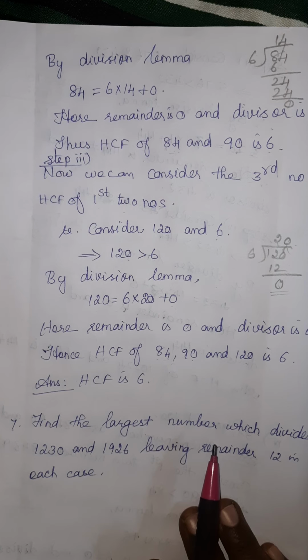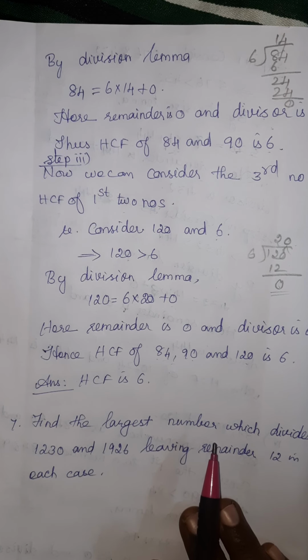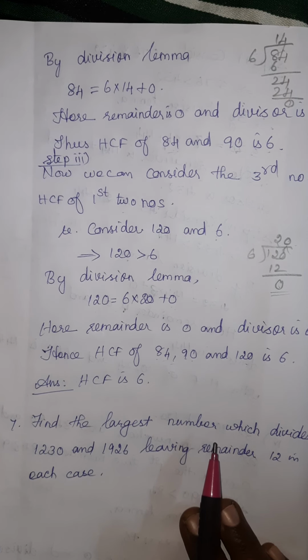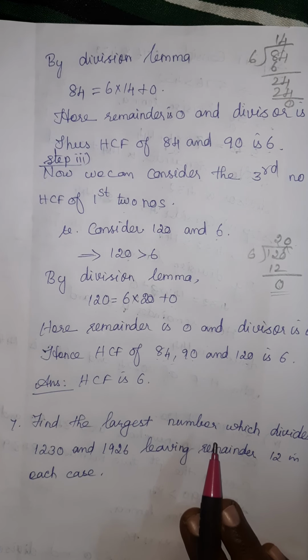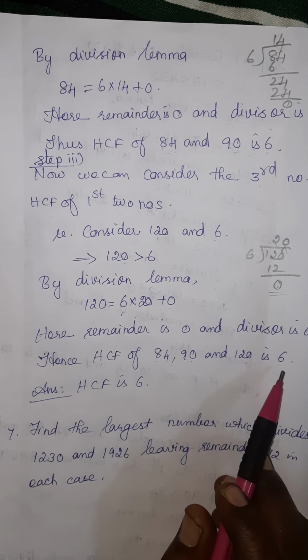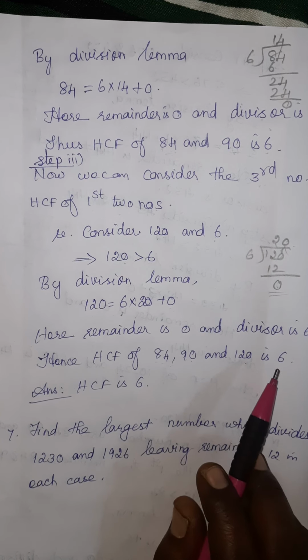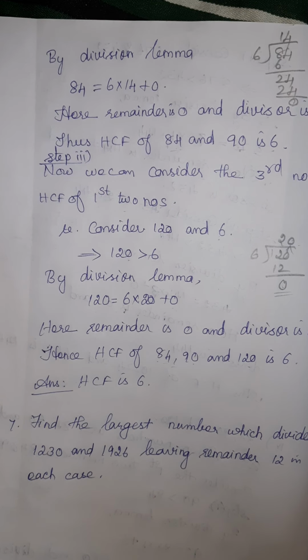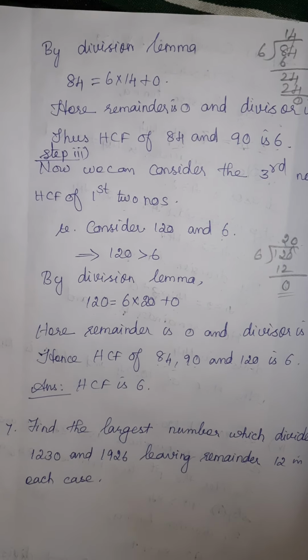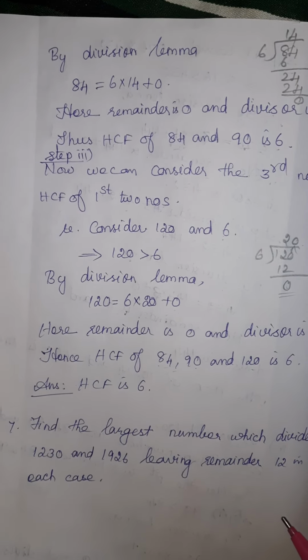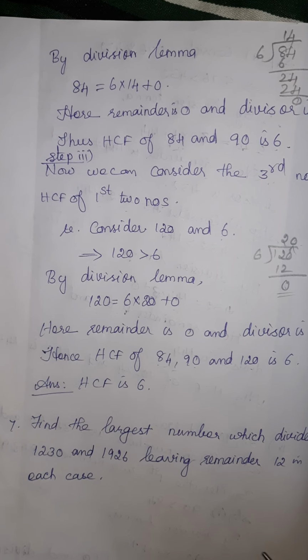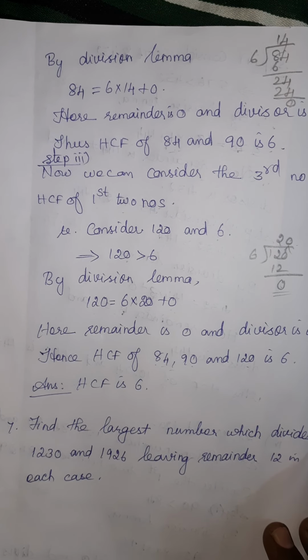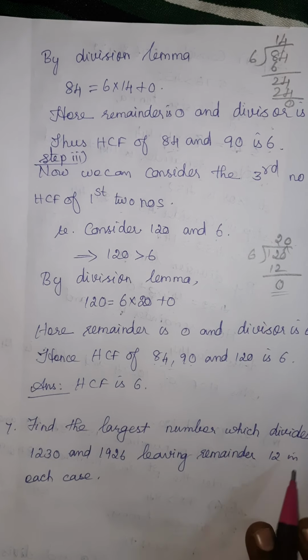Like this way, if we have more than 3 numbers also, it is the same way: first 2, then the third with the HCF of the first 2. Then if you have a fourth number, with the third number you get one HCF, and then this HCF and the fourth number. Like this way we can continue the steps. Any number of numbers you can write and find the HCF using the division algorithm, as well as we can find the HCF of big numbers also. Are you clear?